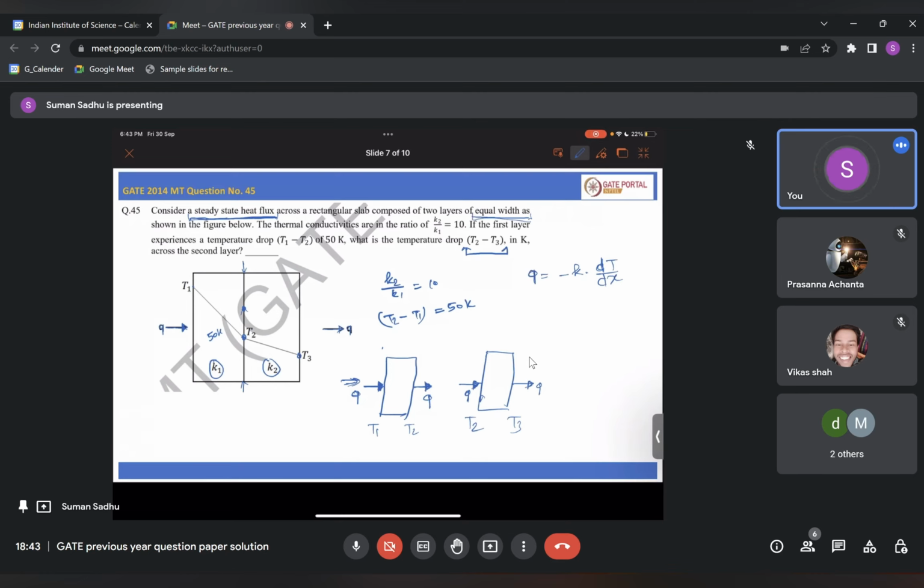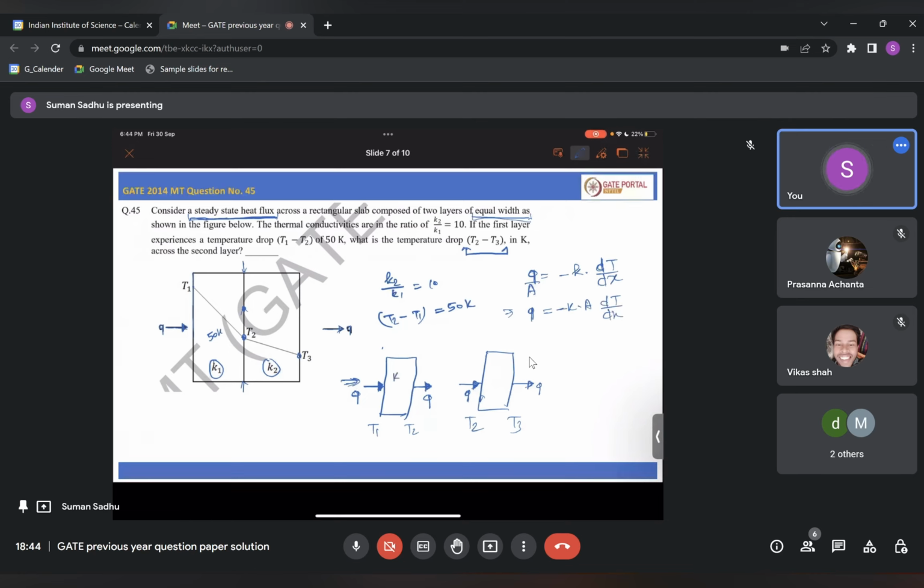Flux. This is heat flux, heat per unit area. So this is the area, and the area is also the same for the two slabs. So that means your amount of heat will be minus K into A into dT by dx.